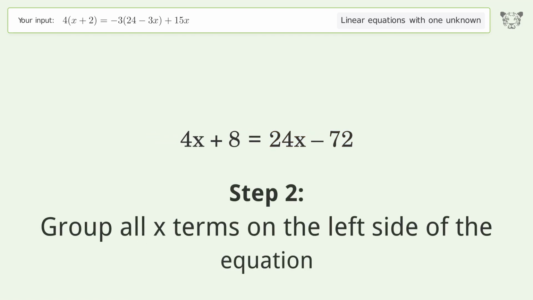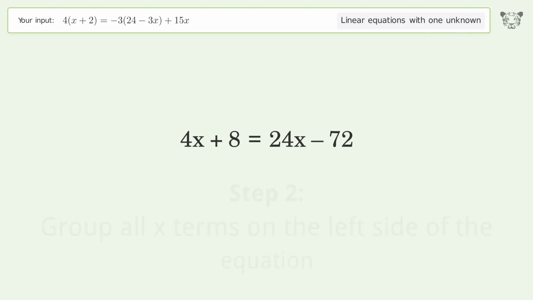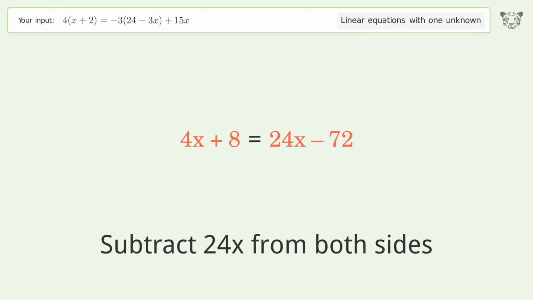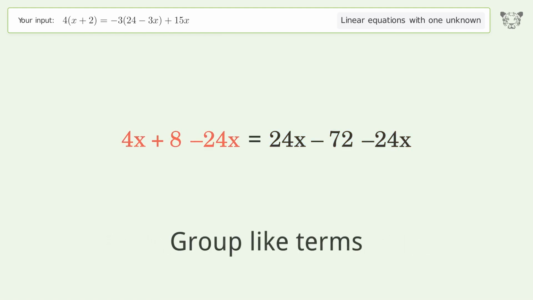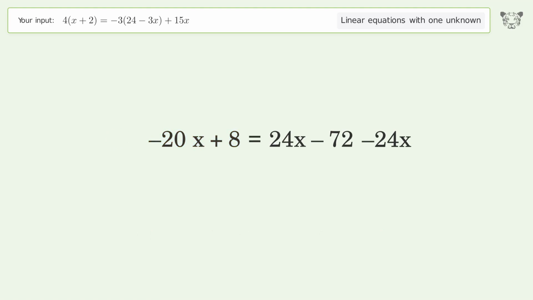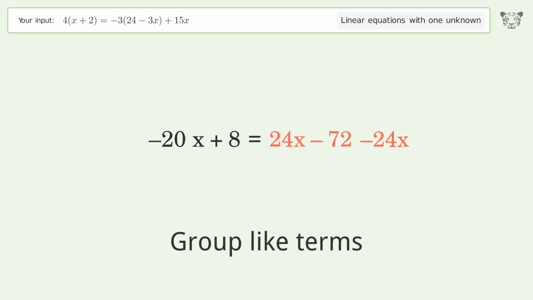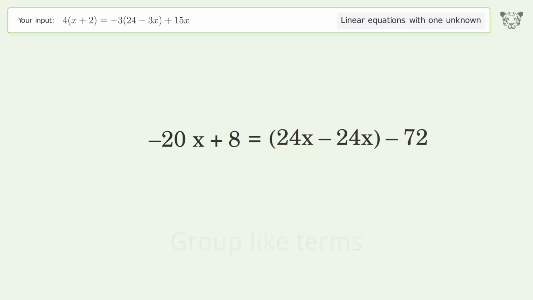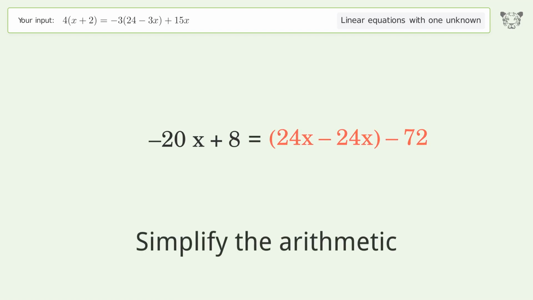Group all x terms on the left side of the equation. Subtract 24x from both sides. Group like terms. Simplify the arithmetic. Group like terms. Simplify the arithmetic.